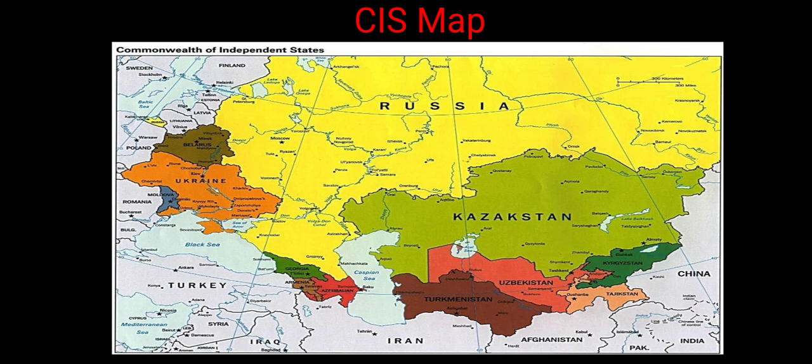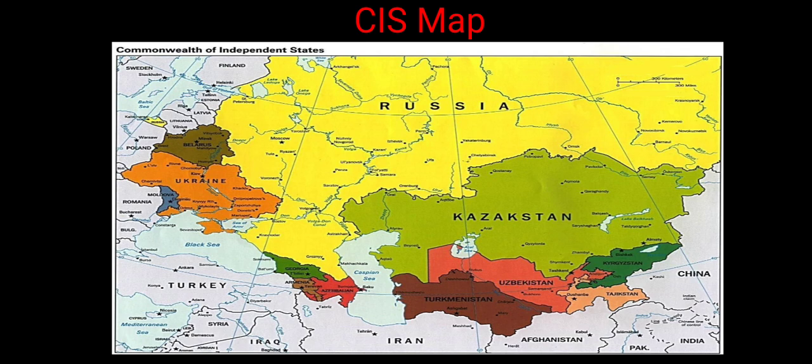Now in today's class the first topic will be CIS. I'd like to take you back to the disintegration of the Soviet Union. The disintegration took place, as we all know, in the year 1991. After disintegration, the newly independent states which were earlier part of the Soviet Union, a total of 15 republics, were there.